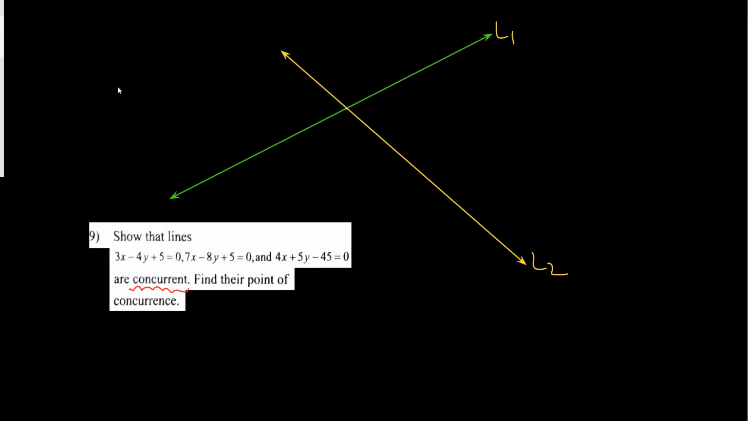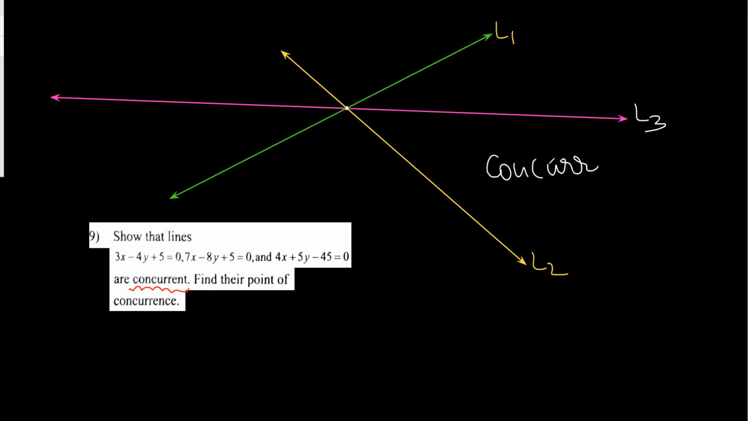But if there is a third line and the third line also passes through the same point, it's a big thing, because the third line could have passed this way, or this way. It could have been any way. But it is passing through the same point of intersection of L1 and L2. Now, when three lines pass through one point, these three lines, L1, L2, and L3, will be called concurrent lines.